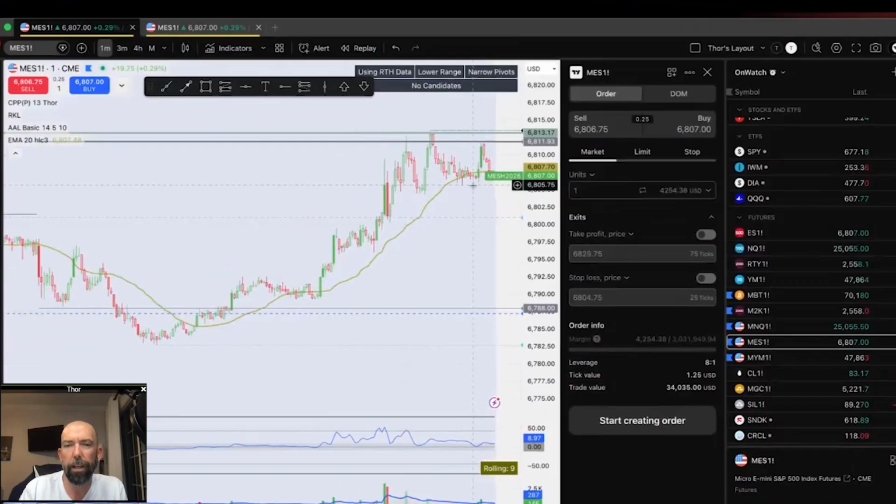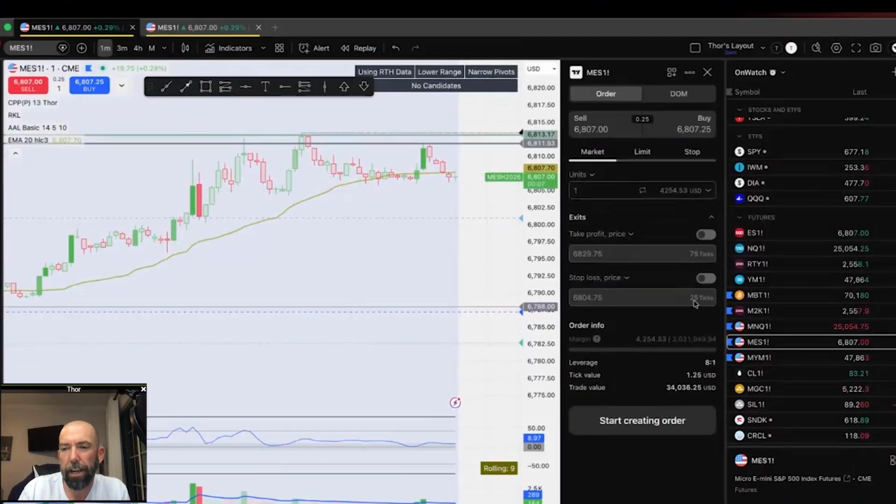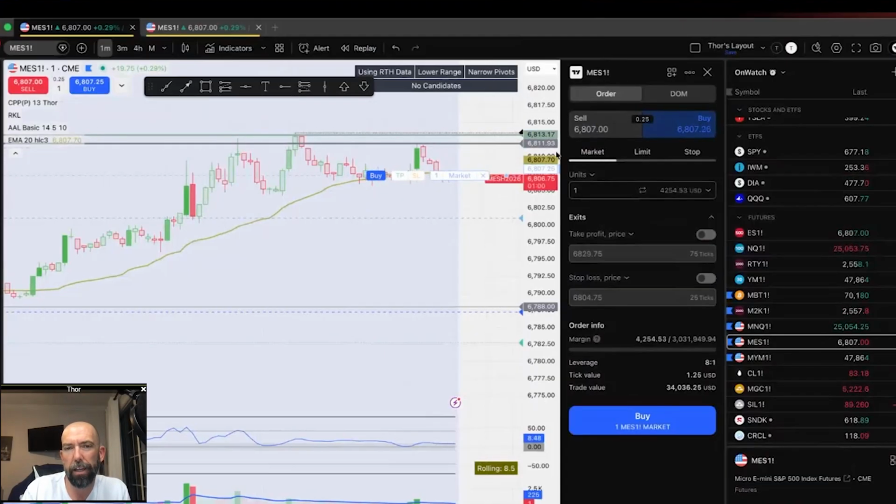So let's start working on how to actually manage risk on some of these, and then we'll do a little Q&A. You can see here, I'm going to start with MES. With TradingView, you have this nice thing where you can click on market and it'll put your market order out. What I like to do is start with one contract. You can see your tick value on MES is $1.25. I've got 8-to-1 leverage here. The trade value, again, is 34 grand. It's a lot of money, but you get a good ratio.